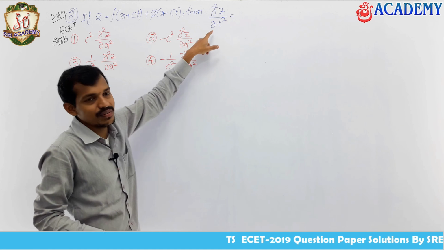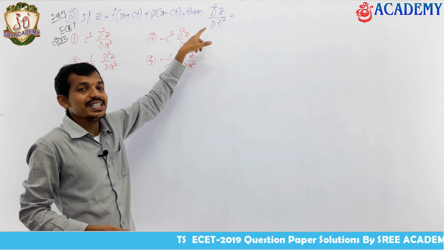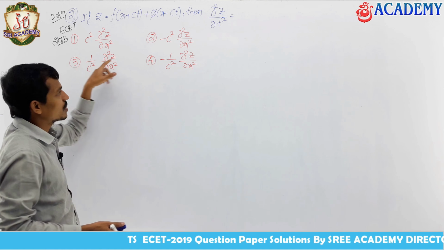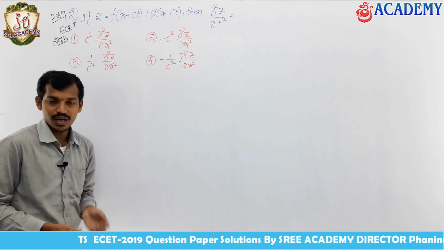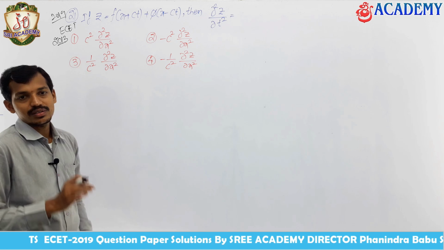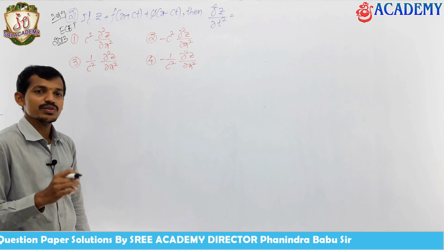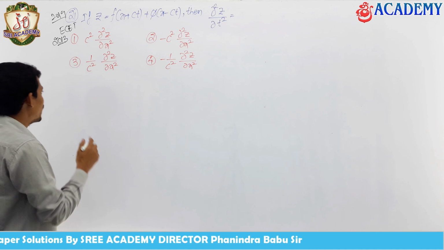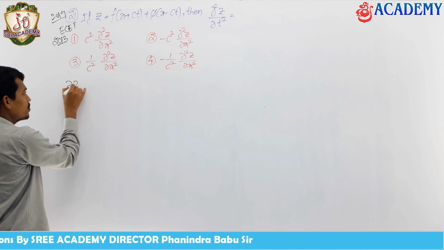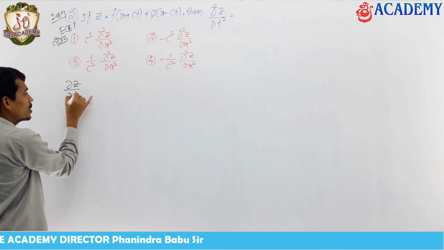To answer this question we require dou square z by dou t square and also dou square z by dou x square. Why? Because in all options you are going to have dou square z by dou x square. That means we have to find both. First we will find dou square z by dou t square. For that I am finding dou z by dou t.